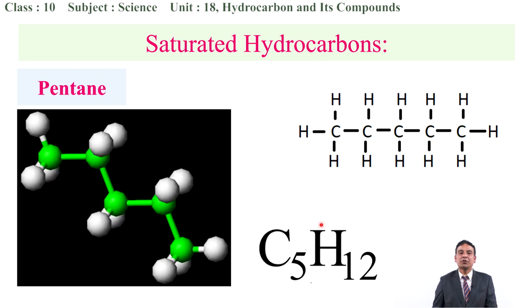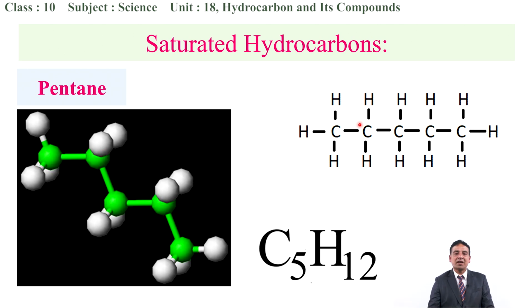Similarly, you can just find the molecular formula of pentane. Pentane means you can see altogether 5 carbon atoms: 1, 2, 3, 4, 5. The blue colored balls represent the carbon atoms in this structure, and the white balls represent the hydrogen atoms present over the carbon.